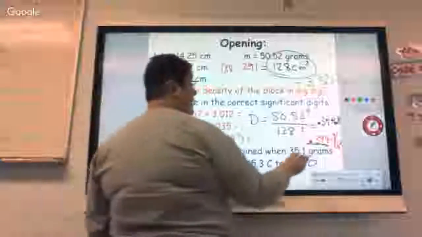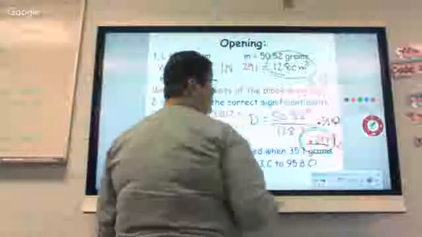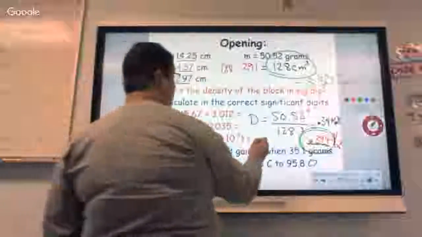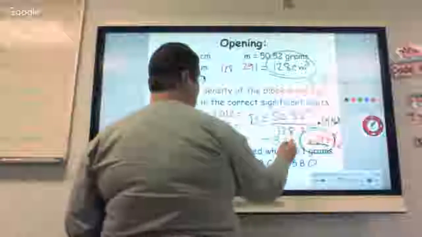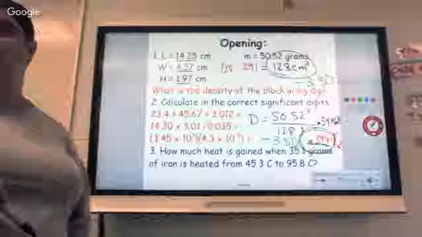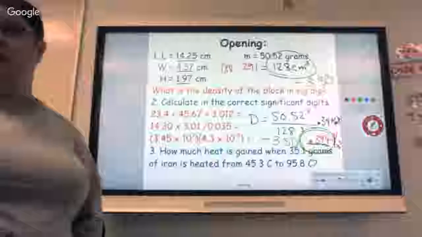When I got to your density, you had to have 3 significant digits. If you don't have 3 significant digits in your density, again, I wrote -3 SD, because you don't have the right number of significant digits. Everybody see how I did that on your paper? And I'll hand that back.